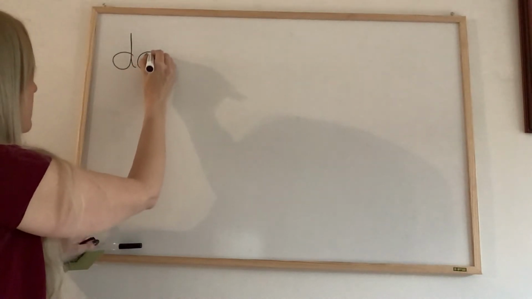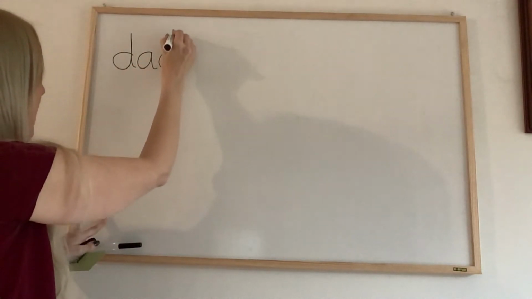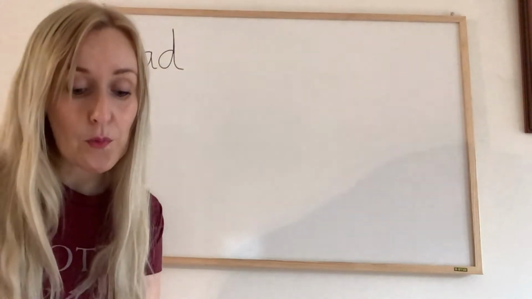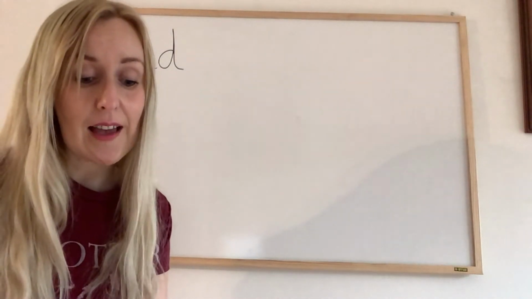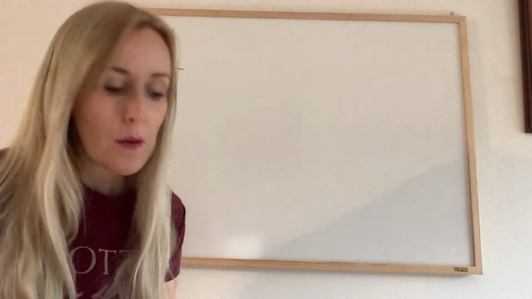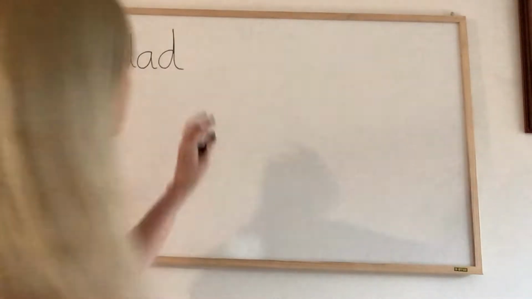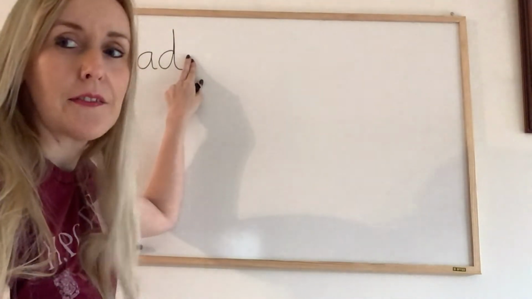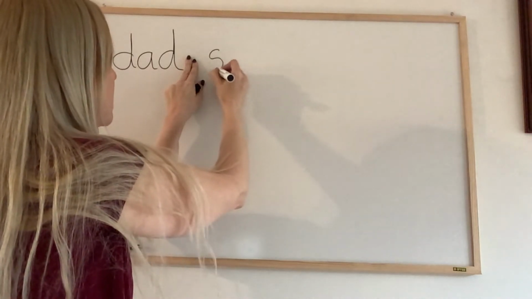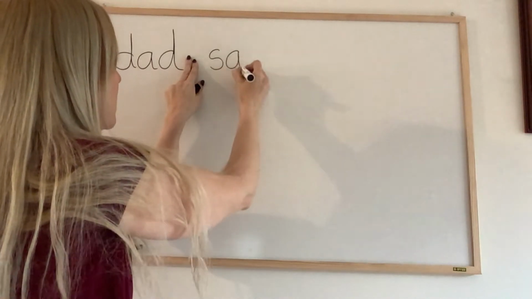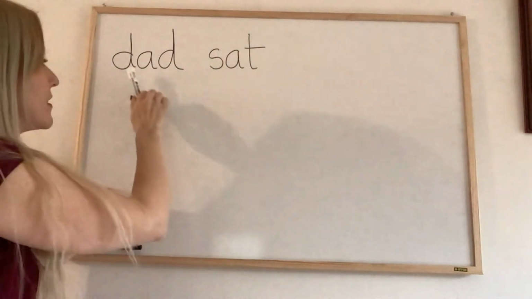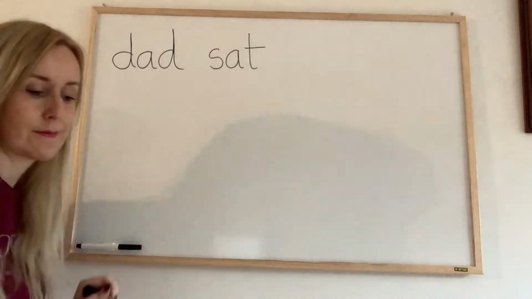Dad. D-a-d. Dad. And then the next word that we need is sat. Sat. But before we write sat, we need to make sure we've got a space after dad. Okay, so we're going to write sat. S-a-t. So we've written here, Dad sat.